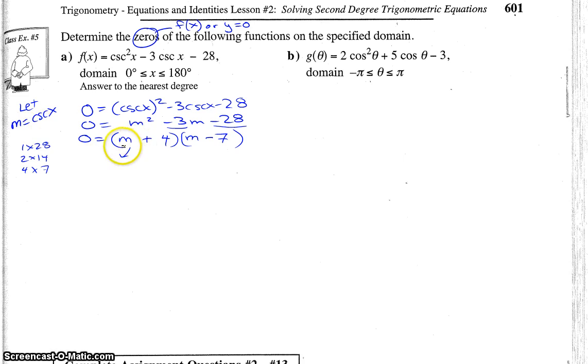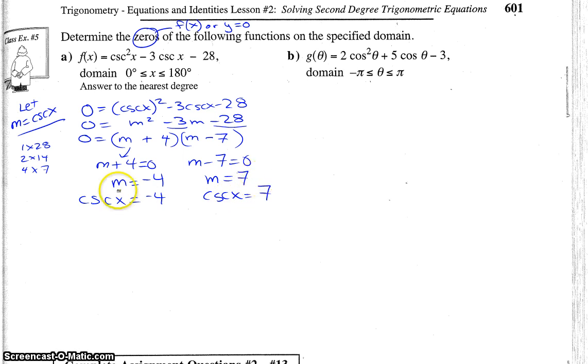Okay, and rather than sub cosecant x back in right at this point, we're just going to solve for m first. So using zero product law, we would set each factor equal to 0 and get m equals negative 4 and m equals 7. Okay, now let's replace m. We had let it equal cosecant x, so cosecant x equals negative 4 and cosecant x equals 7. All right, cosecant, we better change that to sine. So sine x, what we did was reciprocal the left side, so we reciprocal the right side. Same thing here, we're going to write that as sine x equals 1 over 7.